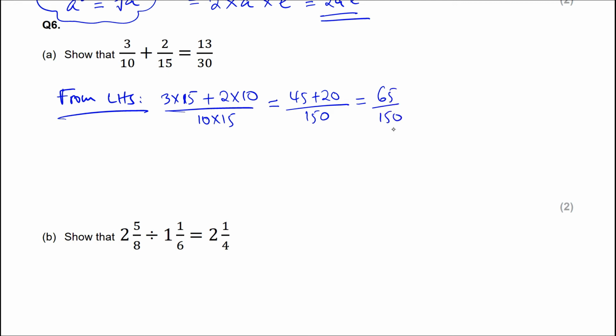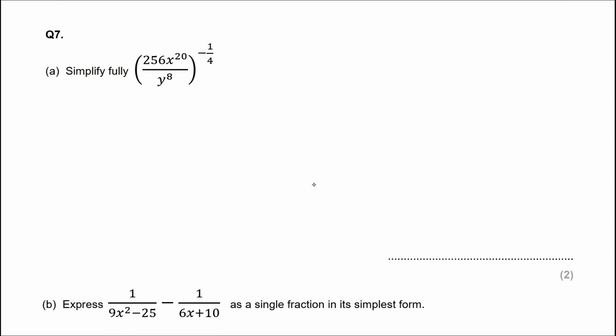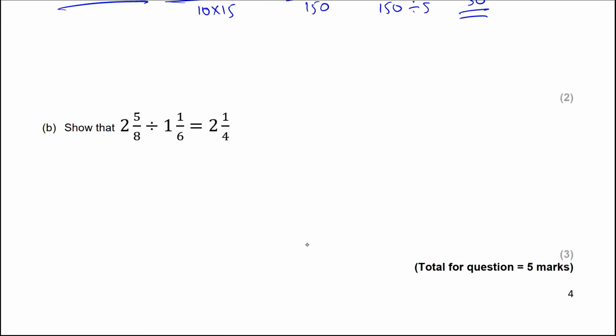Now, these two numbers are multiples of 5, so you divide by 5, and you will end up with 13 over 30 as required. It's just the same approach as what I explained in the beginning.